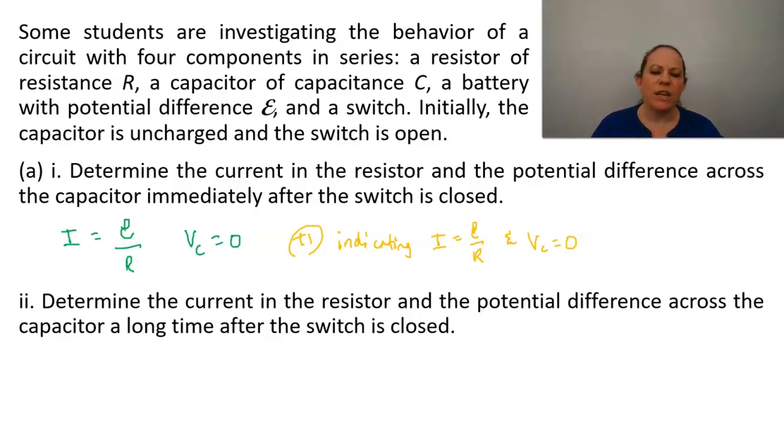Part 2, determine the current in the resistor and the potential difference across the capacitor a long time after the switch is closed. So once the capacitor is fully charged, it allows no current to pass. And because all the components are in series, there's no current at all in the circuit. And with no current, there's no potential difference across the resistor, so the entire battery potential is across the capacitor. So we simply need to state that the current equals 0 after a long time, and the voltage across the capacitor is equal to the EMF, this curly E.